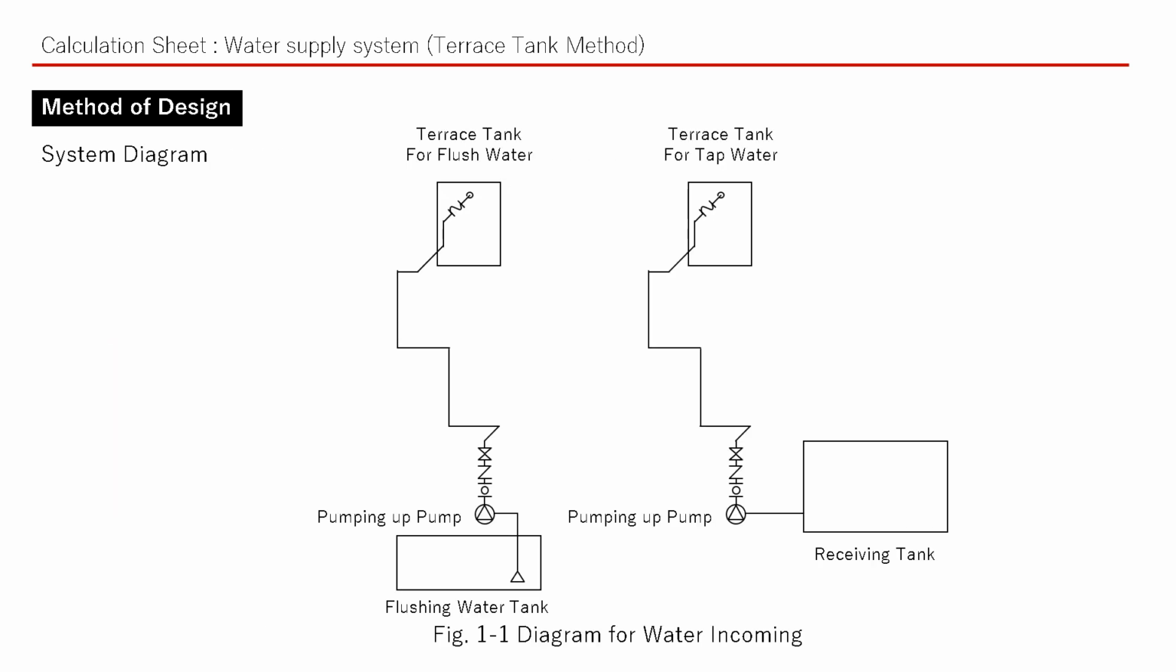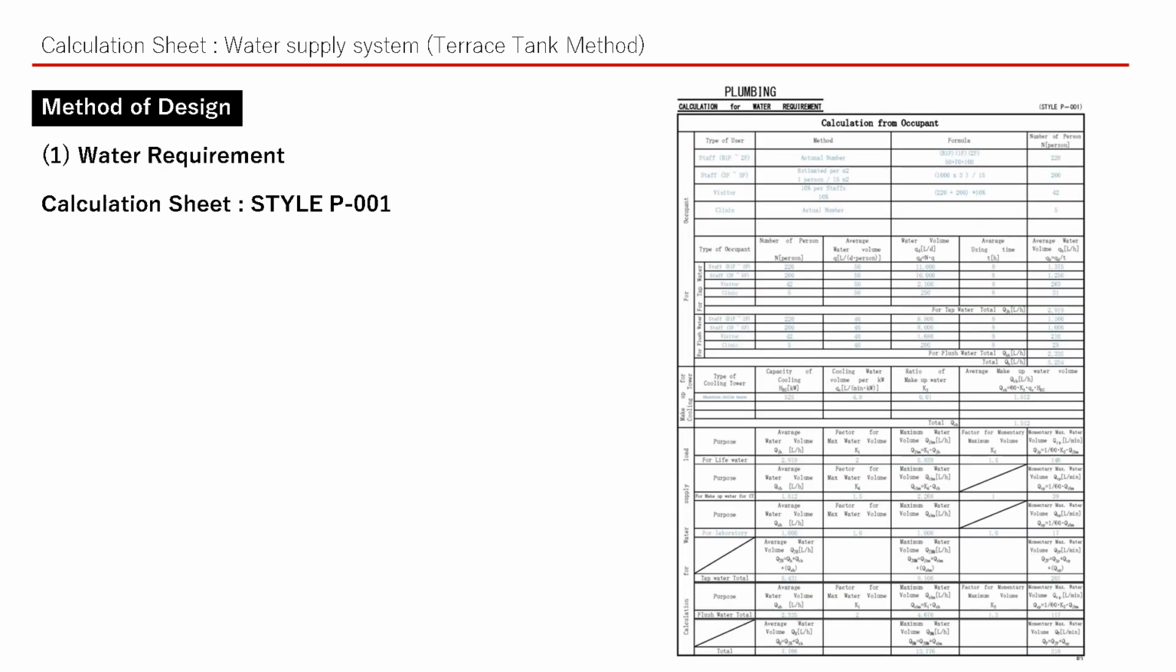This is the diagram for terrace tank system. We consider two types of supply line for tap water and flush water. We will select size of tank, pumping up pump and riser pipe. We will start explanation for each calculation sheet.